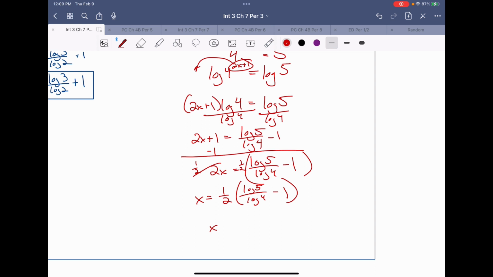That's also the same. You can decide what you want to do, as log 5 divided by 2 log 4 minus 1/2. So you could distribute it, but it goes on the bottom. What I need you to know is that it goes on the bottom.